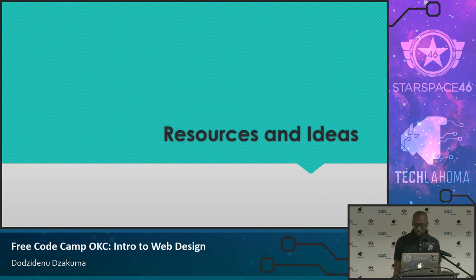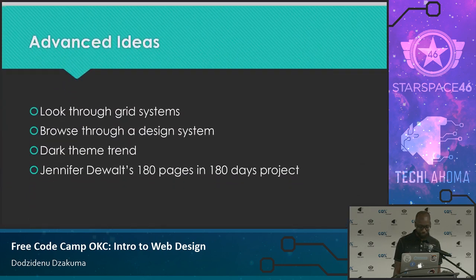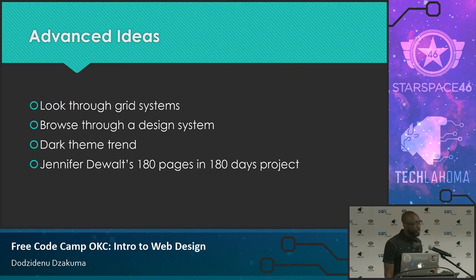So now let's go ahead and I'm going to give you some resources and some ideas for you to go ahead and start moving forward. First, if you have a chance, I think you should go through and look through some grid systems. Grid systems are really good, especially if you're going to be working with the CSS grid directly. You need to understand grid systems and how they work. If you're working with a front-end framework, not so much. You can just start going, but eventually you're going to travel to grid systems, so take a look at that.